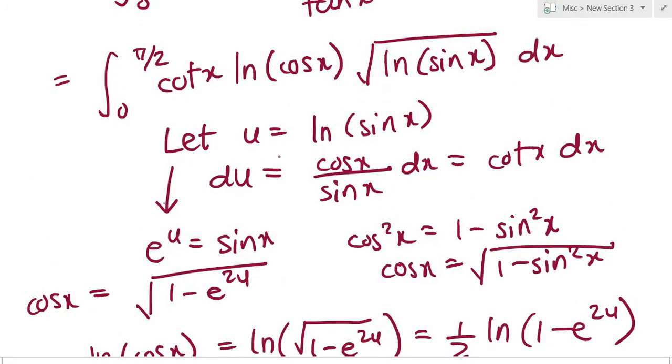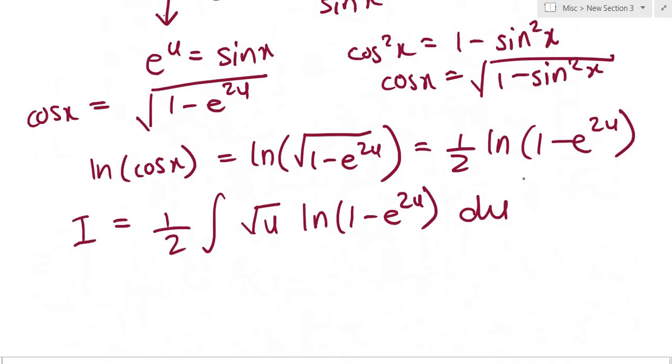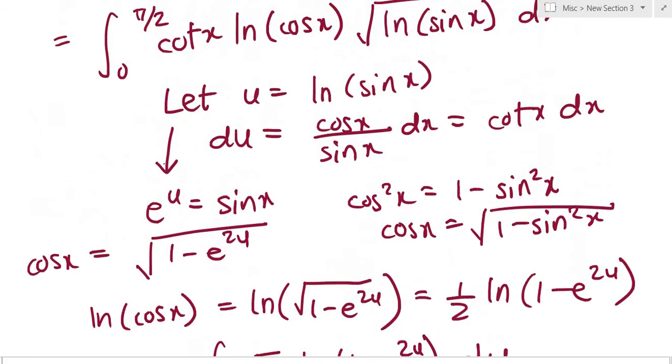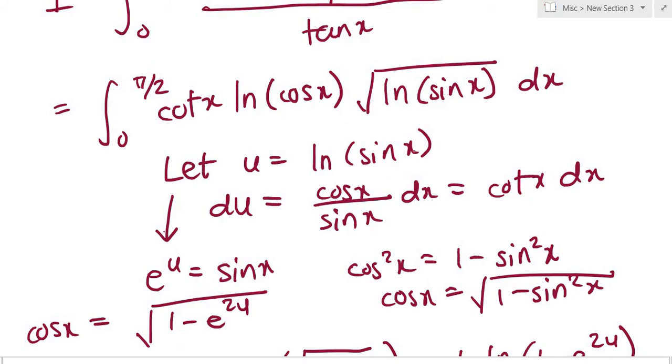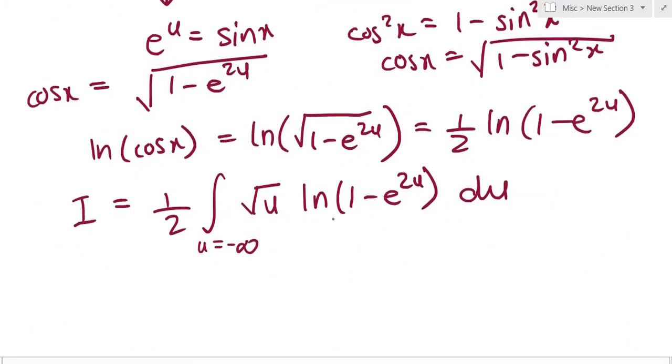So when x is 0, ln of 0 is negative infinity, so u will be negative infinity. And when x is pi over 2, sine of pi over 2 is 1, natural log of 1 is 0, so u is 0. These are our limits. Fine. Well, you might say we can't do anything. I mean, even if we were to try integration by parts, it would really fail. It would be really hard. I don't think it will work anyways.